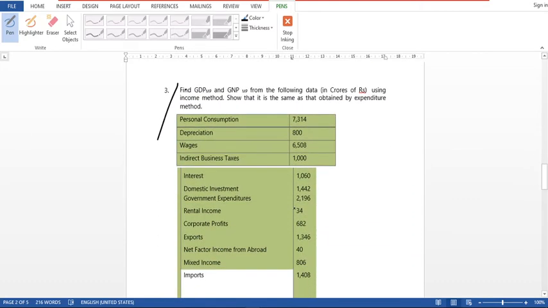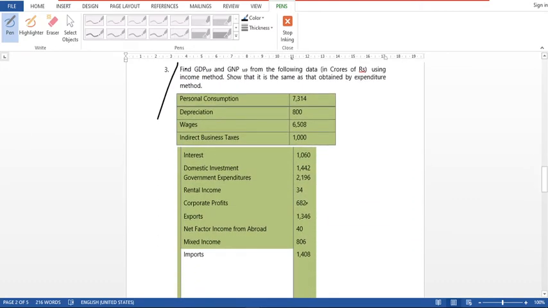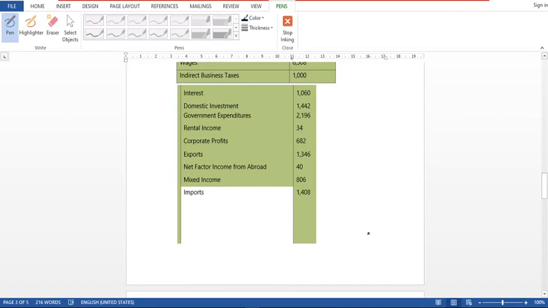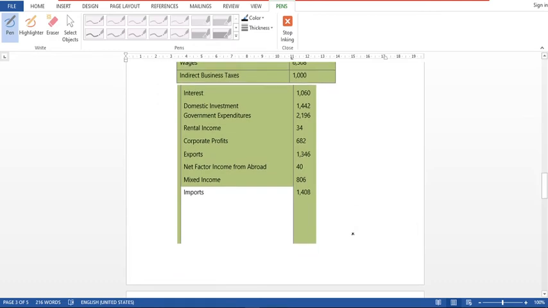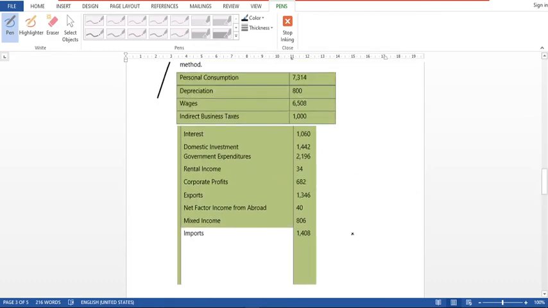We are going to learn the third. What they are asking is find out GDP at market price, GNP at market price from the following data in crores rupees using income method, so that it shows that it is same as that obtained by expenditure method. Now this is a good question. We are going to find out by income method also and expenditure method also. Expenditure method we have already learned, so let me find out by expenditure method first.